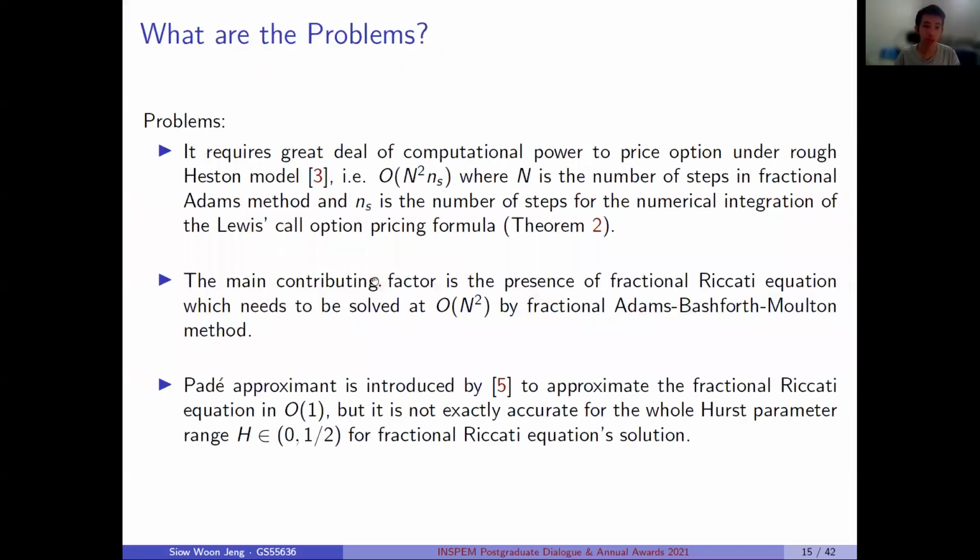Okay. So the main problem is that when we use the Fourier inversion method to price options under the rough Heston model, we require O(N² × N_s) time complexity, where N is the number of steps in the fractional Adams method, and N_s is the number of steps for the numerical integration of the Lewis option pricing formula. So the main contributing factor is the presence of the fractional Riccati equation, which needs to be solved at O(N²) by the fractional Adams method.